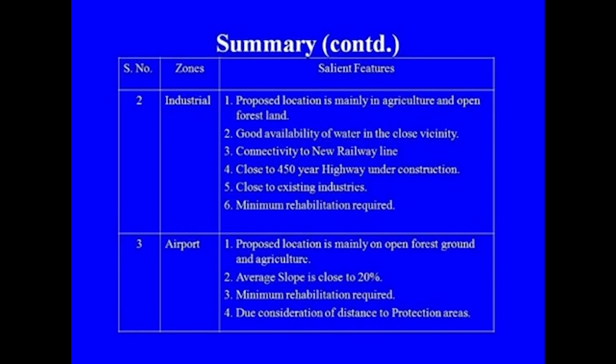Then we look at the airport zone which has been identified. The proposed location is mainly on open forest ground and agricultural areas. The average slope is close to about 20%. Minimum rehabilitation is required. Due consideration to the distance to protected areas has been met.